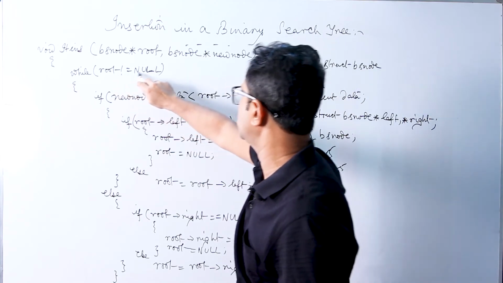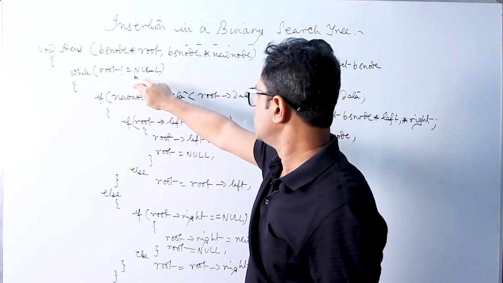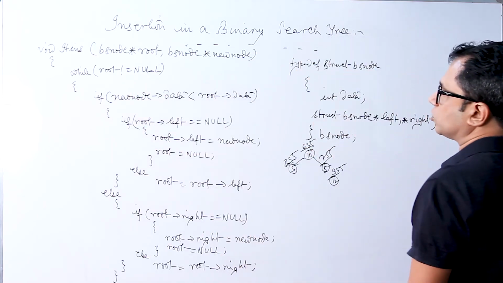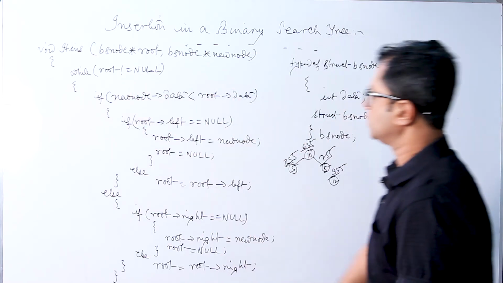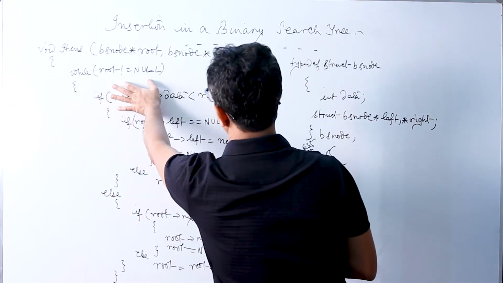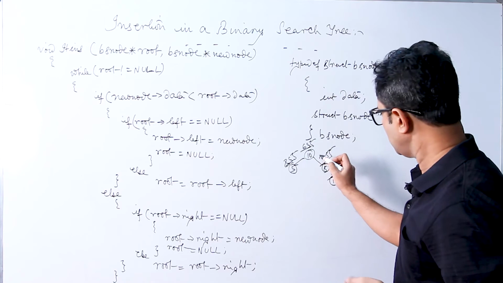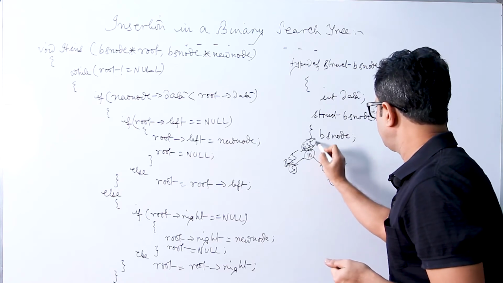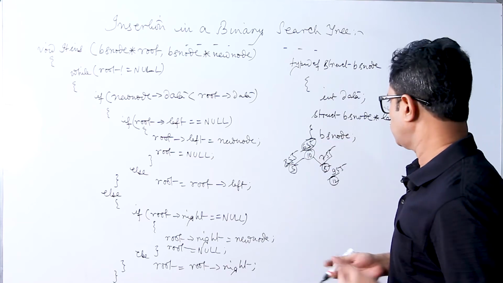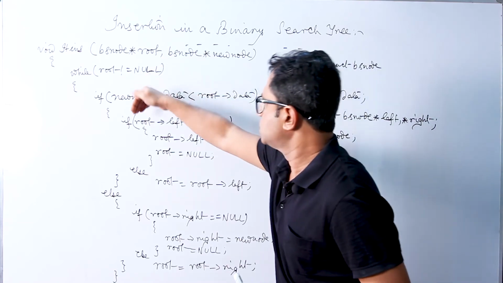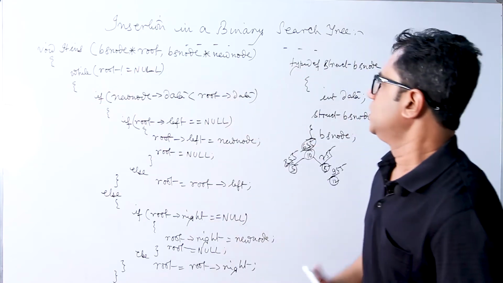This is the first condition to be seen or checked in order to enter the entire loop construct of the iterative approach. That is, while root not equal to null. See this, this root is not equal to null. Suppose this 655 is not null, so root is not equal to null. So in this way we enter this while construct.